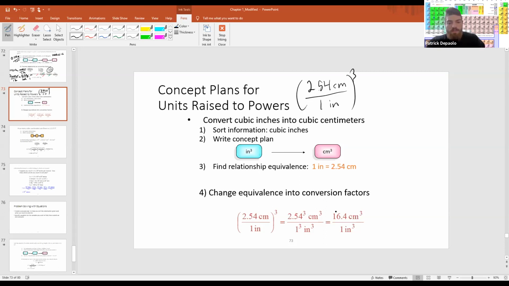What you do is you cube the whole thing, and then you make that true. So if you cube it, you get 16.4 centimeters cubed equals 1 cubic inch. That's how that works. And then you use that conversion factor to cancel out with other things. So just know that for cubics and for squareds, you'll square the entire equality for it to work. Okay, any questions on that?